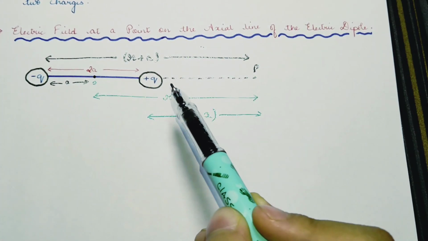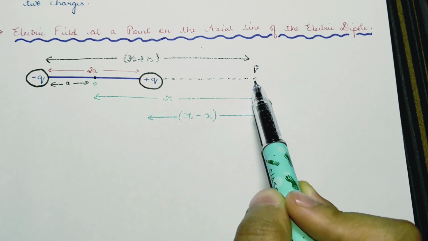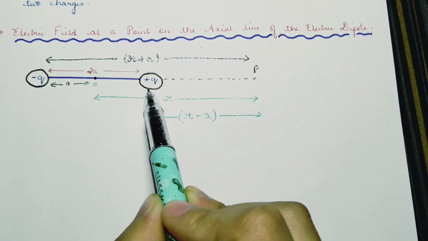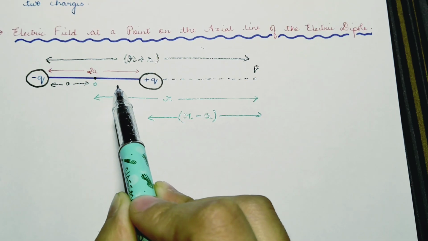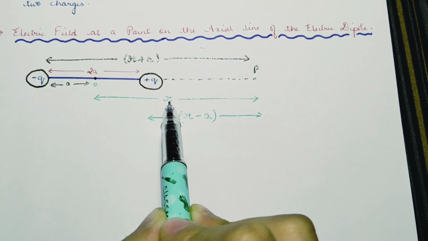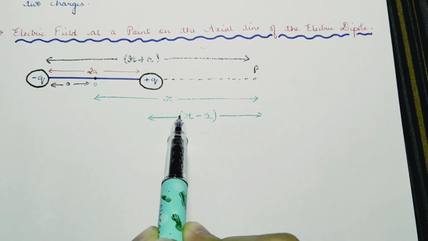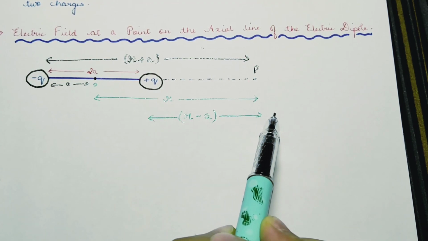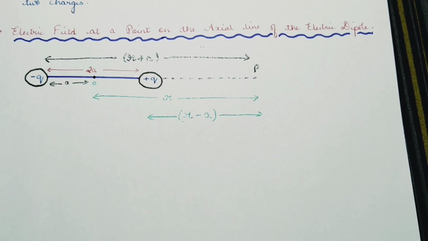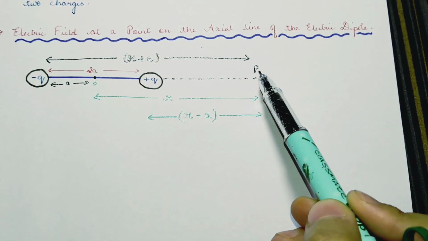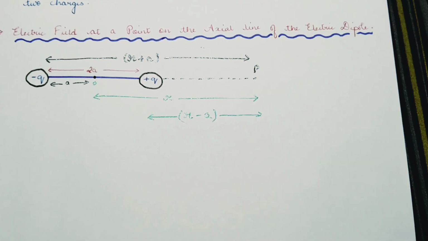Likewise, if I want to find out the distance from just plus q to P, if this whole thing is r, then we are considering only this half. We know that this distance is a, right? So it'll be nothing but r minus a that will give me the distance from plus q to P. Is this clear? Now, we're supposed to find the electric field at point P.